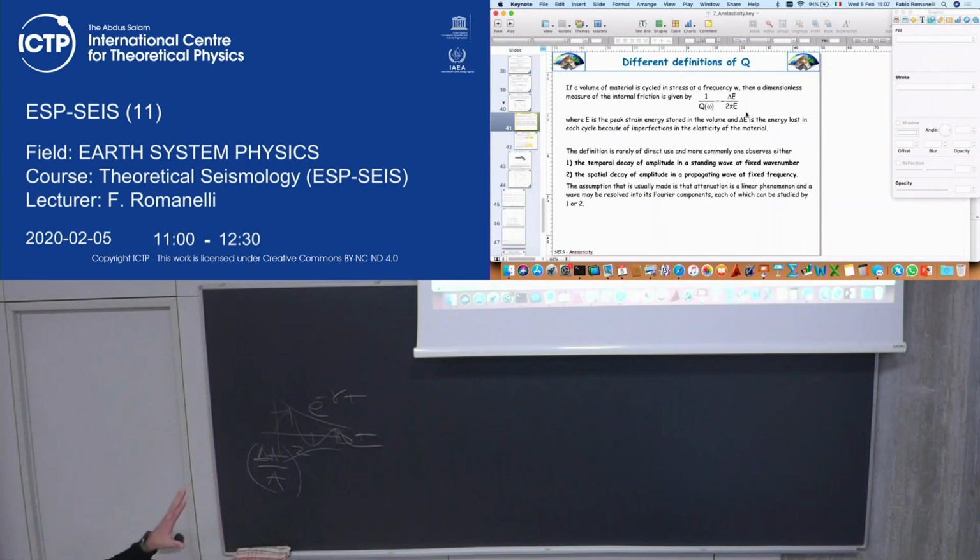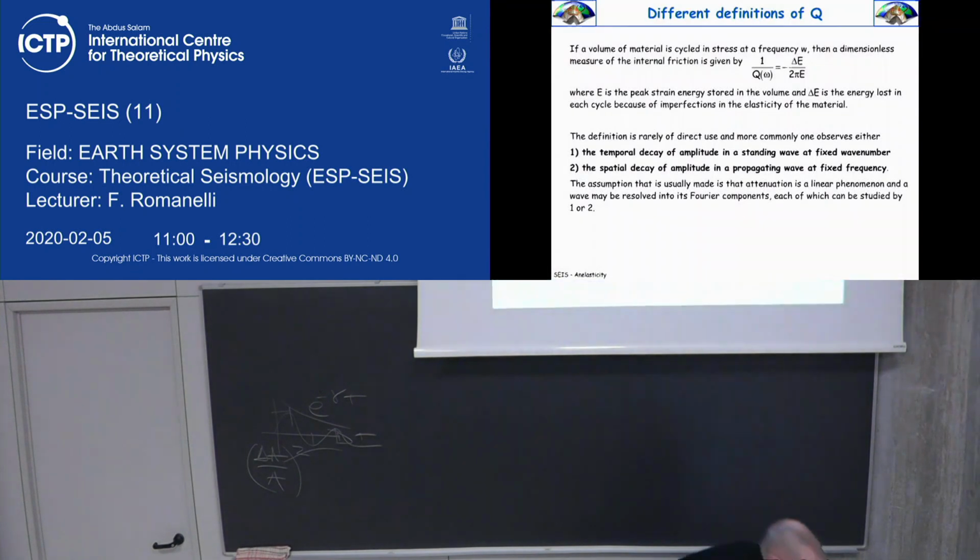Let's recap. If we apply this concept to the Earth, then we can find a couple of ways to measure, in principle, Q. One is related to space, the other is related to time.